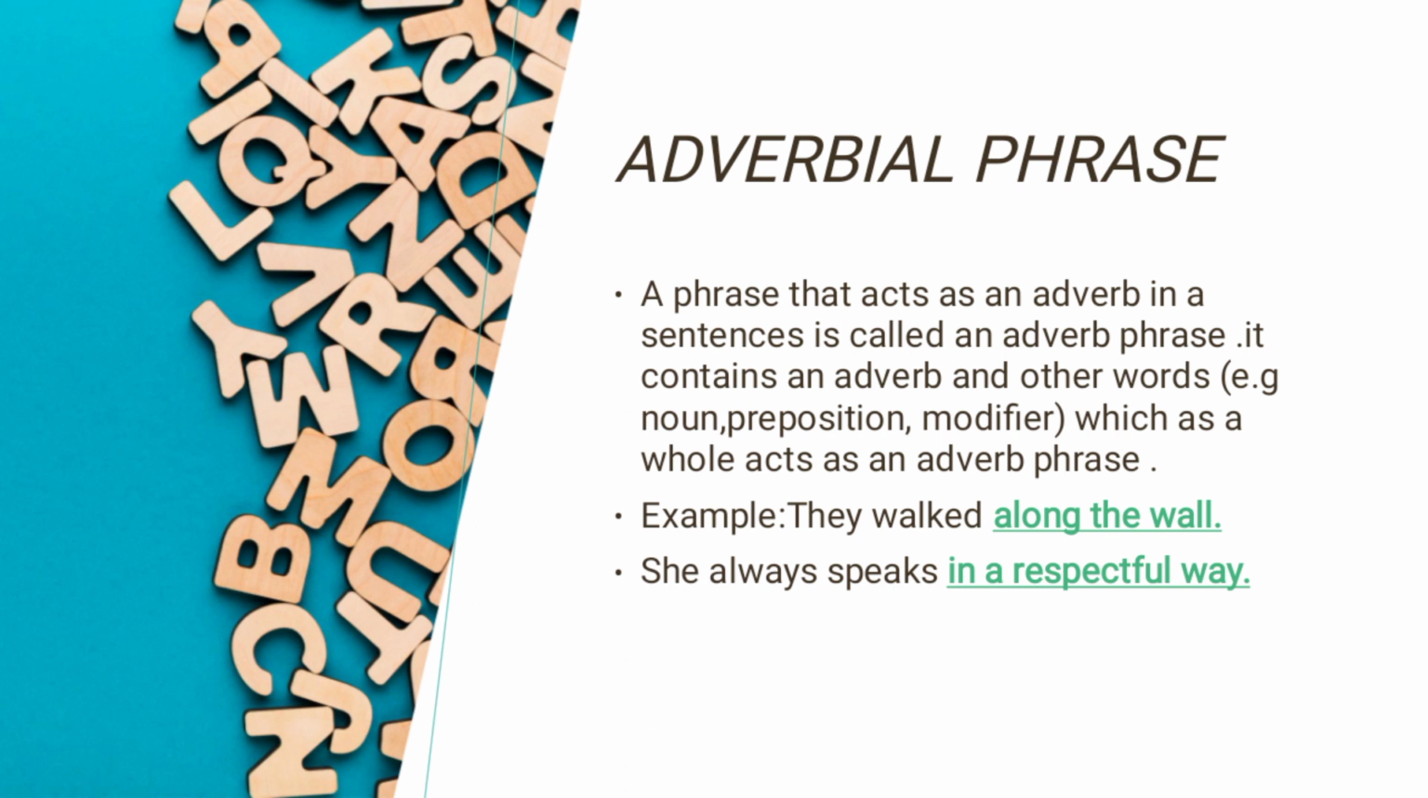You can see here, they walked along the wall. Along the wall is an adverbial phrase here because it acts as an adverb and it is used to modify the verb walked. In the second example, she always speaks in a respectful way. The underlined part of the sentence, in a respectful way, is an adverbial phrase because it is used to modify the quality of a verb, that is speaks.